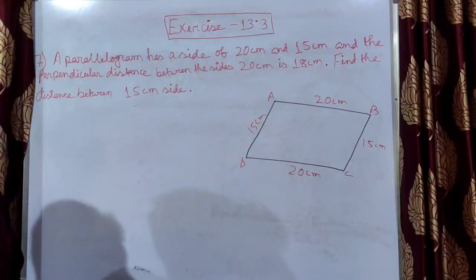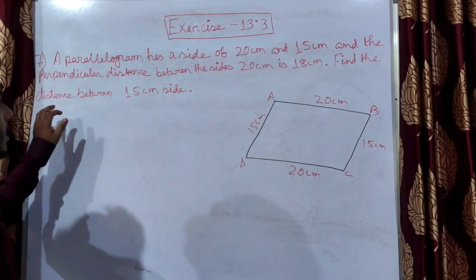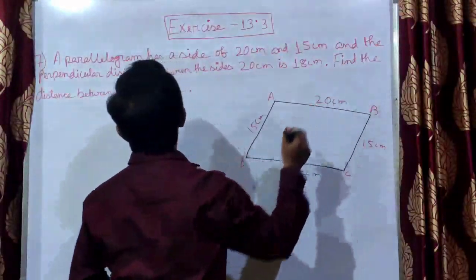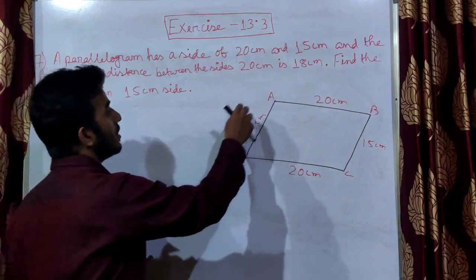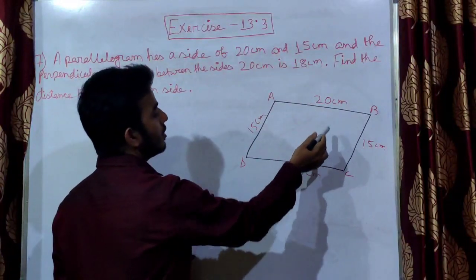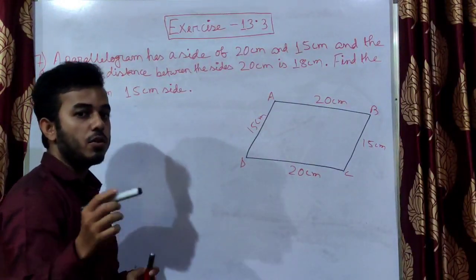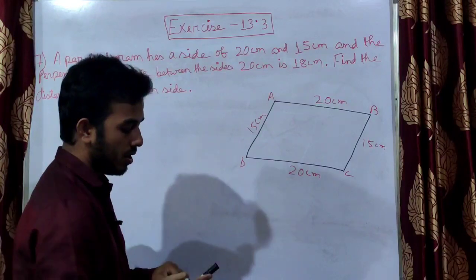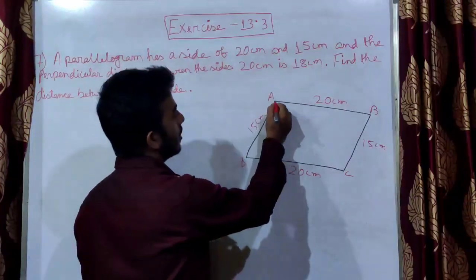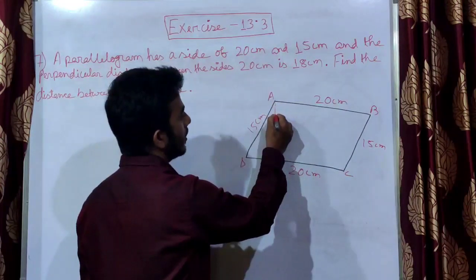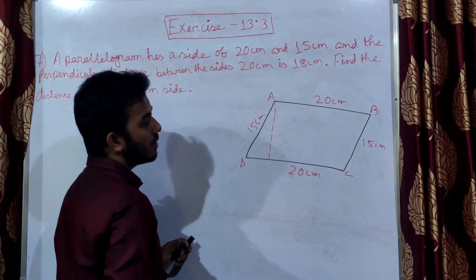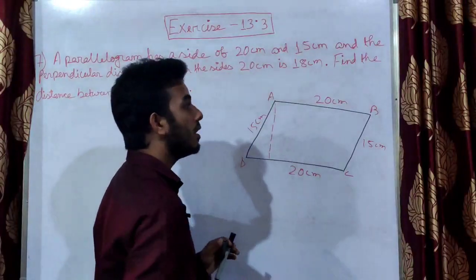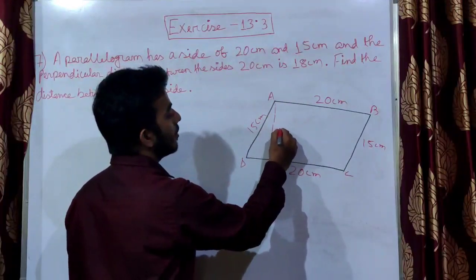Up to this, clear? Yes. Now the perpendicular distance between the 20 centimeter sides is 18 centimeter, which means this side is 20 centimeter, this side is also 20 centimeter. So its perpendicular distance will be this perpendicular, right? The length of this line segment is 18 centimeter.